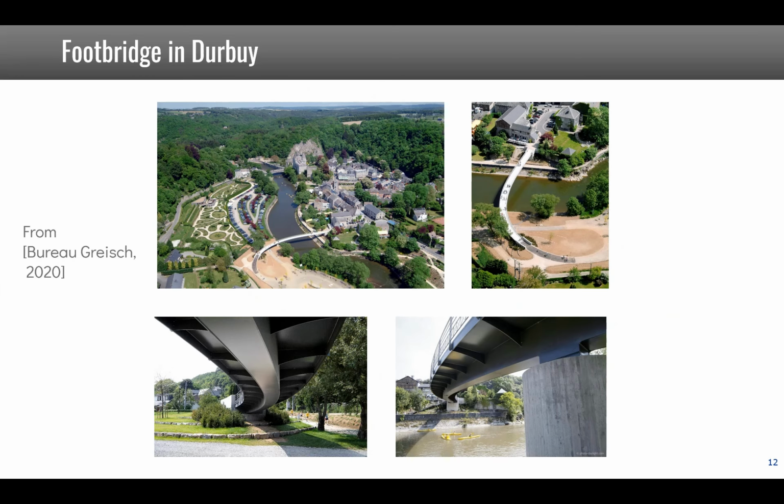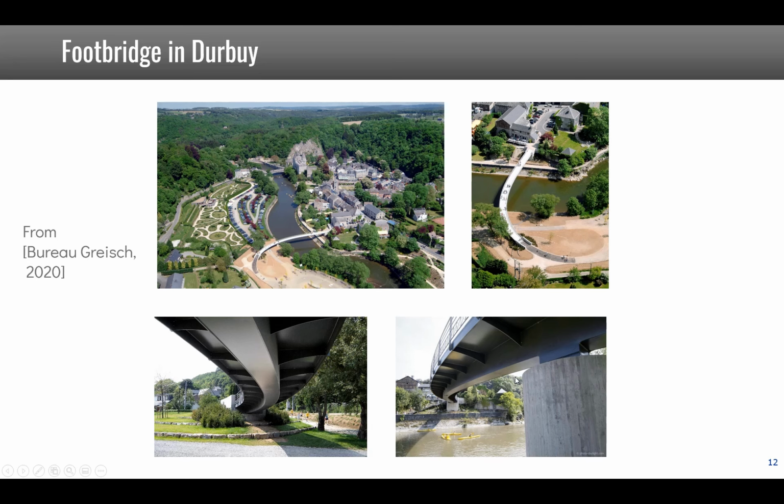Another example is a practical example of a footbridge in Durbuy in Belgium, which was designed by Bureau Greisch, and these are the pictures of the footbridge that was built. So you see that the footbridge is made of two main materials. The main span is made of steel and you have here some supporting concrete pillars.